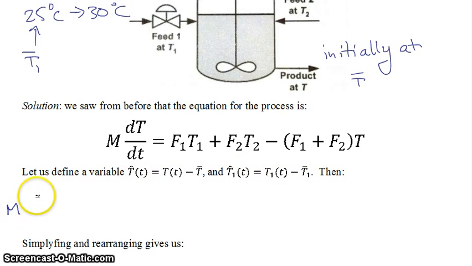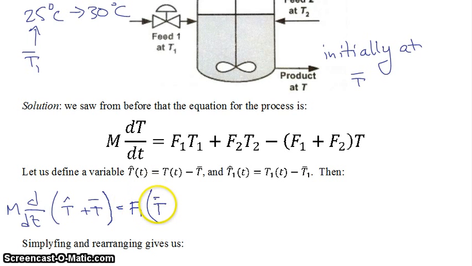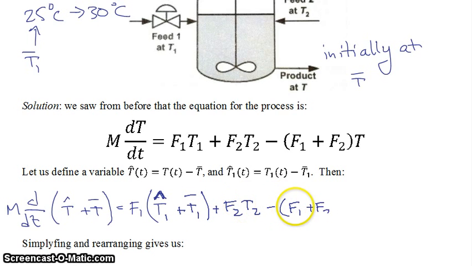So our mass times d/dt of, now we originally had this regular T value, and so if we rearrange this equation, what we get is T hat plus T bar. When you add those two together, you get your original T. This is equal to F1, your flow rate of stream 1, times T1 hat plus T1 bar, plus F2 T2, minus the sum of your two inlet flow rates, which is your outlet flow rate, times T hat plus T bar, our original steady state.